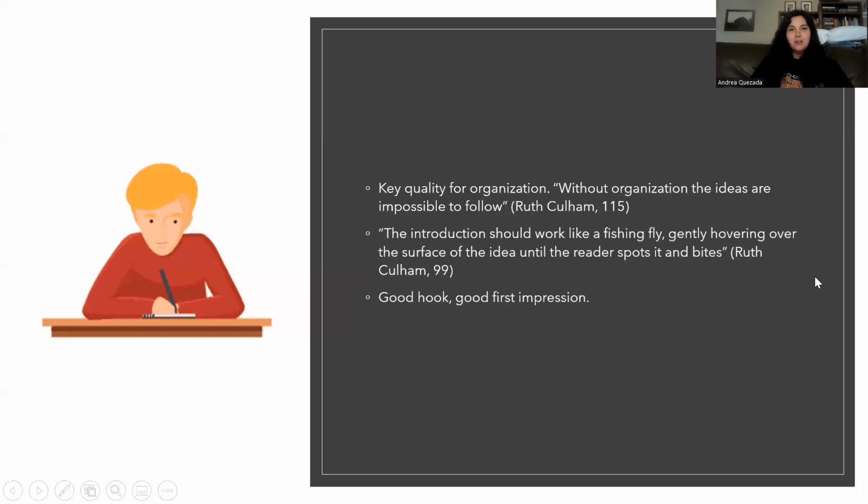Let's go ahead. As I just mentioned, this is one of the key qualities for organization, and we know that organization when writing is crucial. Ruth Culham says, without organization, the ideas are just impossible to follow. So organization helps the student to get their main points and the message across. And the point of organization is that the ideas unfold logically. We have the introduction, smooth transitions by using transition words, and the conclusion.